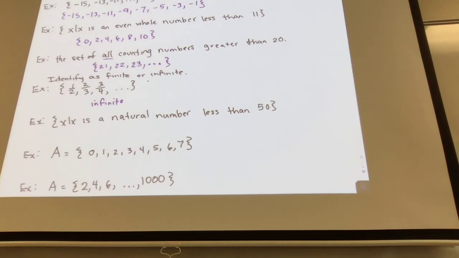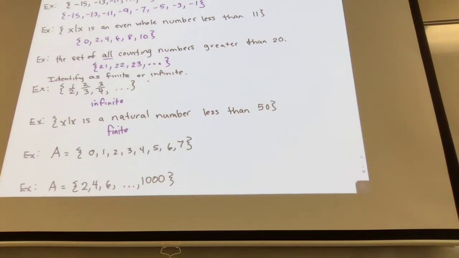All right. X such that X is a natural number less than 50. What do you think about that? Could you give me the cardinal number of it? Cardinality? Yeah, because we know it's something less than 50, so we can count those. That's the counting numbers. So that one's definitely finite. I didn't ask you to give it to me, but you could if I wanted you to.